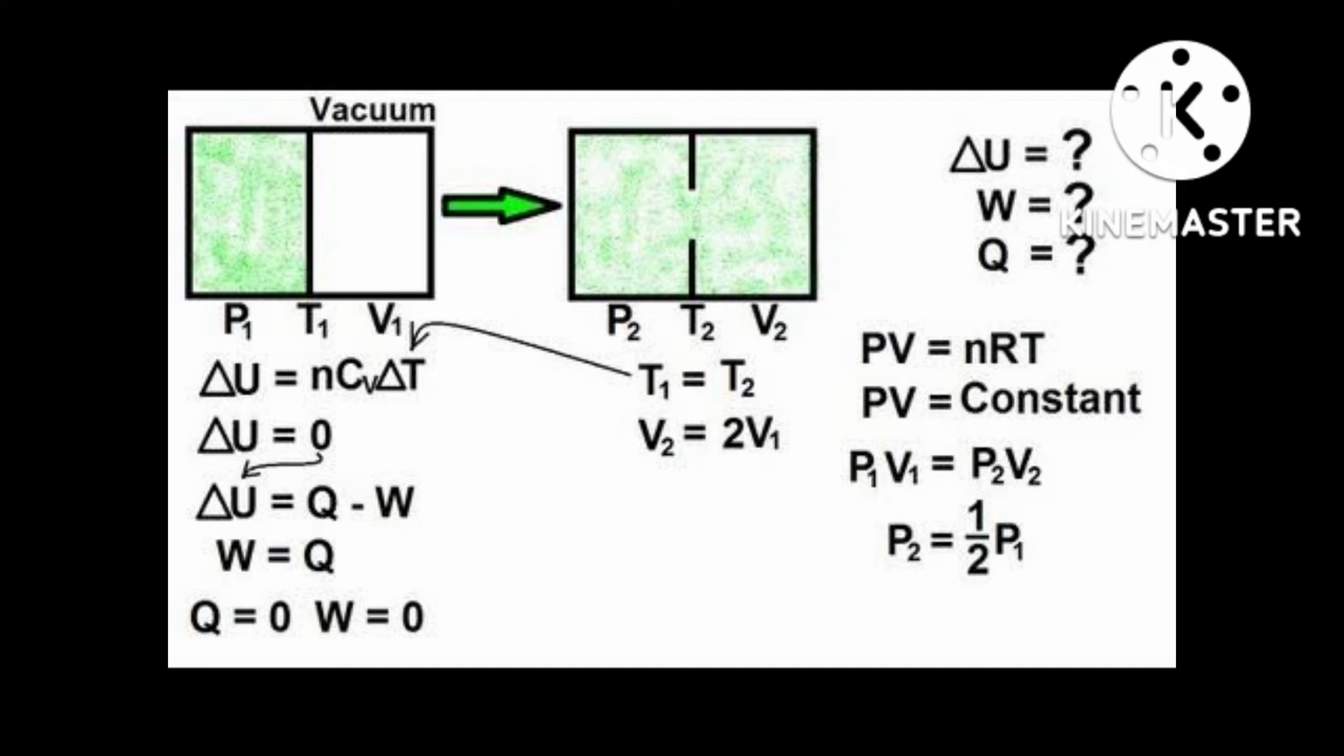Hence the heat content Q_V and delta U both will be the same. Q is the heat content.